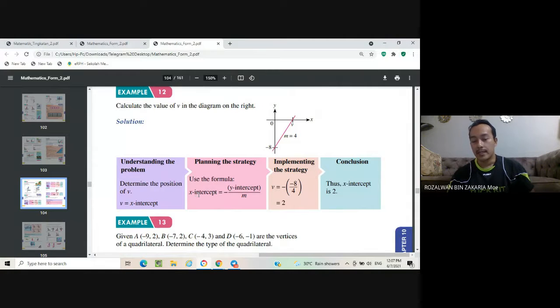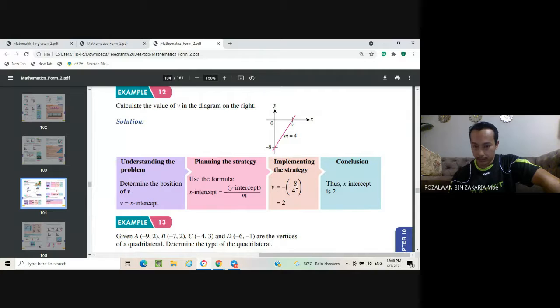Okay, after you have changed the formula like this, you substitute the values which are given in the diagram into this formula. So you want to find the V. V actually is the x-intercept. So x-intercept equal to V, then equal to negative, bracket, y-intercept already given to you in the diagram, which is equal to -8. So write -8, then divide by 4. 4 is the gradient. Close bracket, then it is equal to -8 divided by 4 equal to -2.